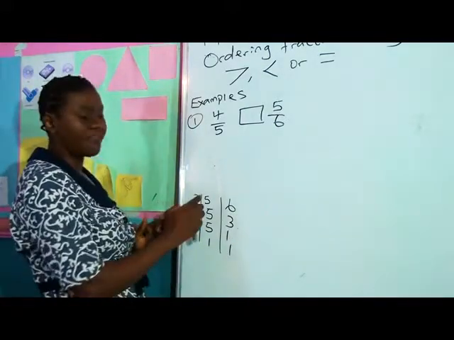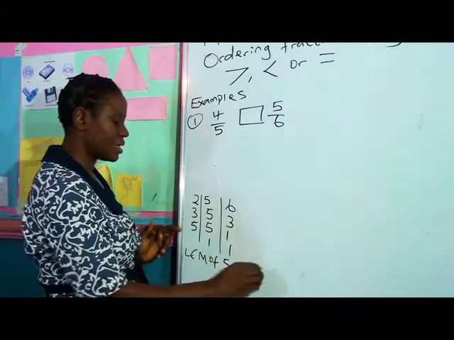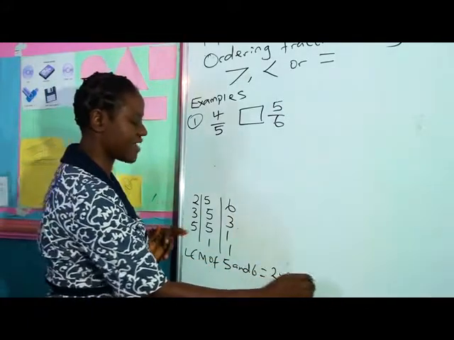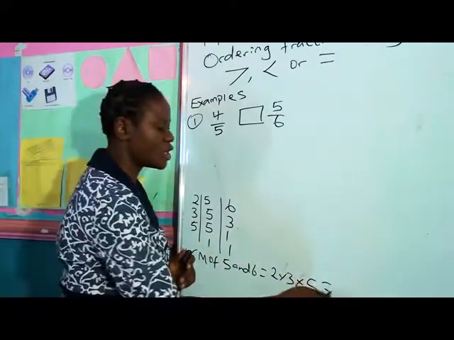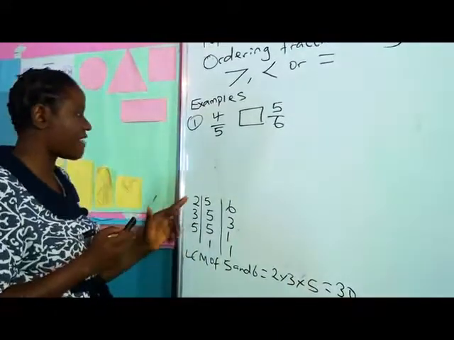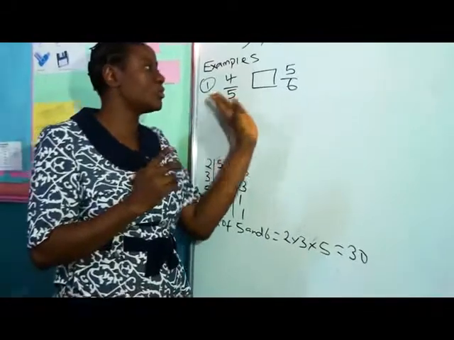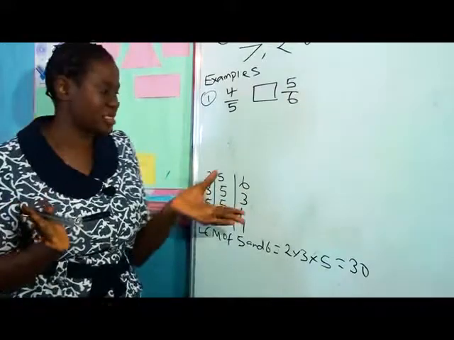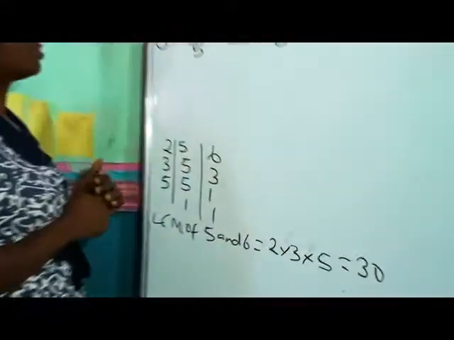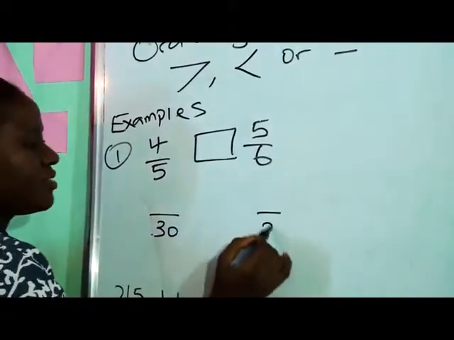So the LCM of 5 and 6 will be 2 times 3 times 5. 2 times 3 is 6, times 5 is 30. So the LCM of 5 and 6 is 30. That means the denominator we'll use as a parameter for comparison is 30. So we need to change these numbers to have the same denominators. So we have over 30 here, over 30.